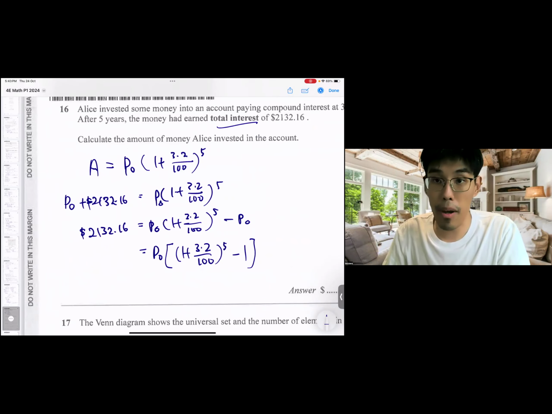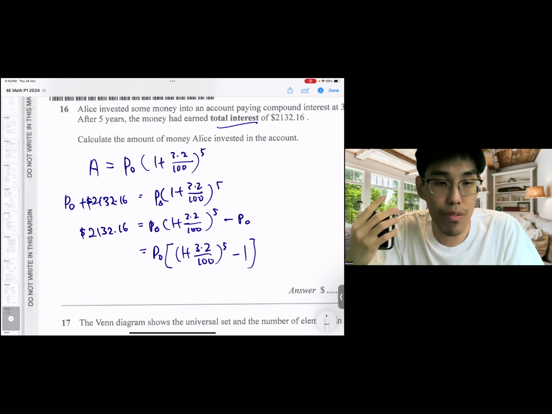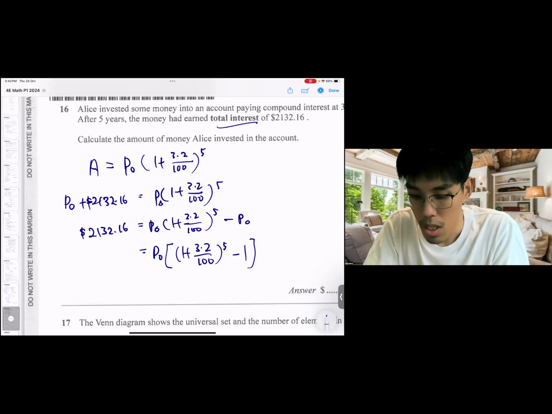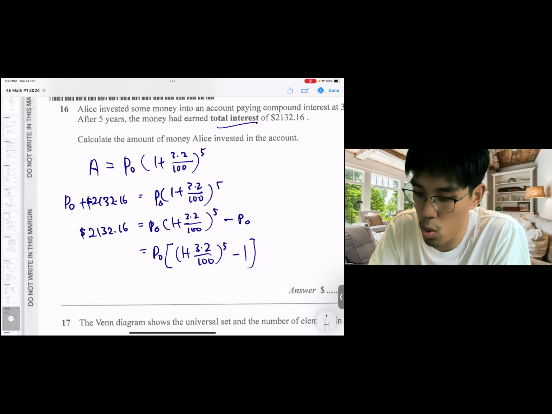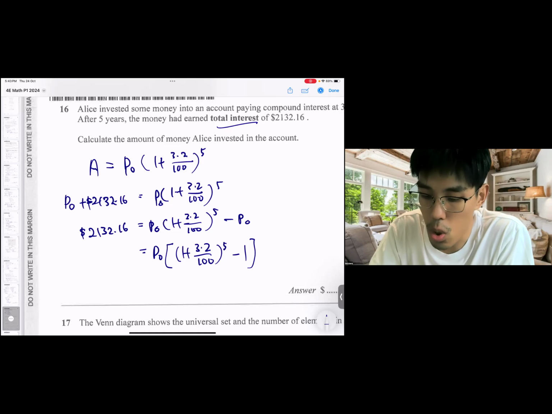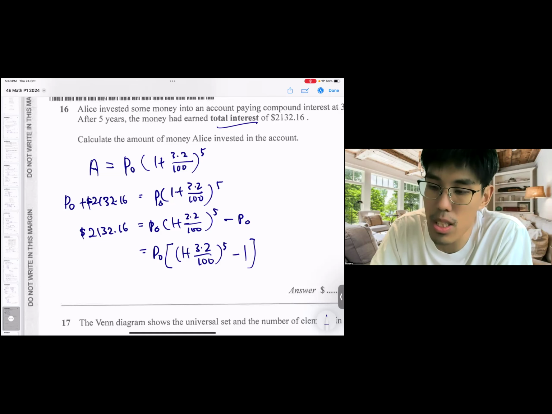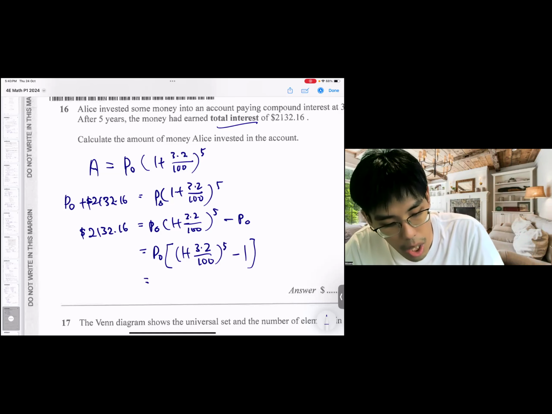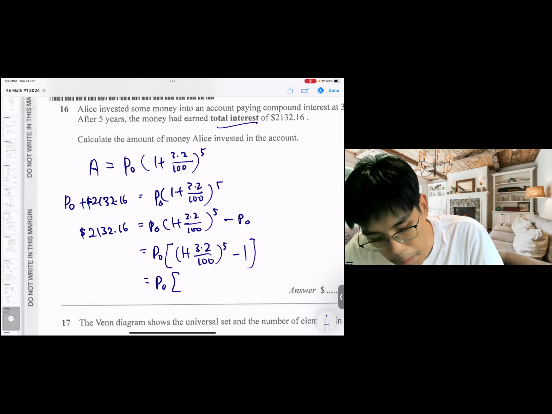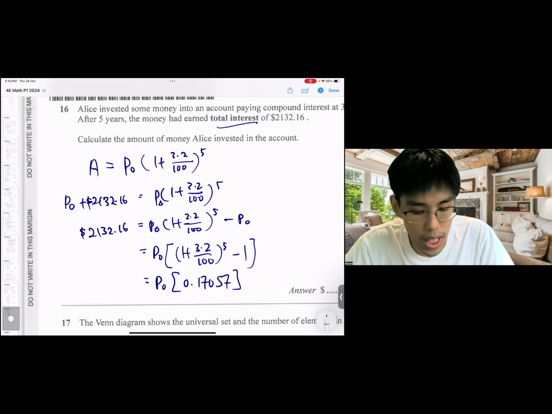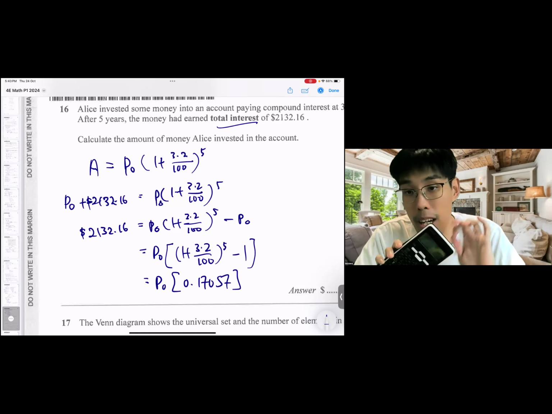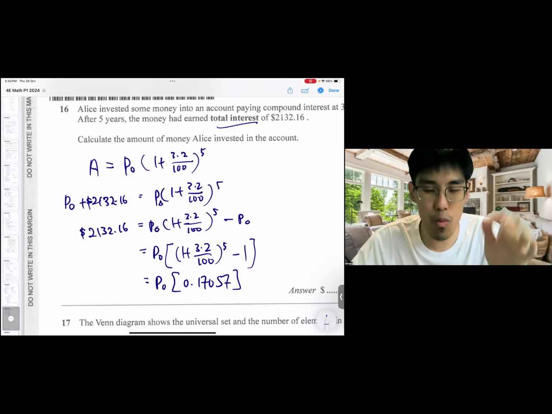So in this case, when I write it like that, everything can be solved already because the things in the square bracket can be evaluated to a singular value in my calculator. Okay? So 1 plus 3.2 over 100 is 1.032, to the power of 5, then minus 1. Okay, I will get P naught multiplied by 0.117057 something. Not important. I just write it here, but I keep my calculator value. I don't remove it away.